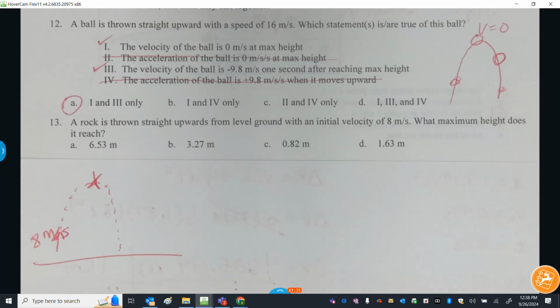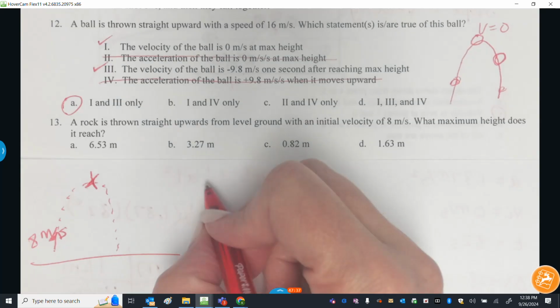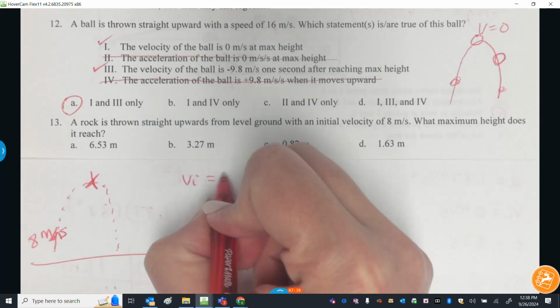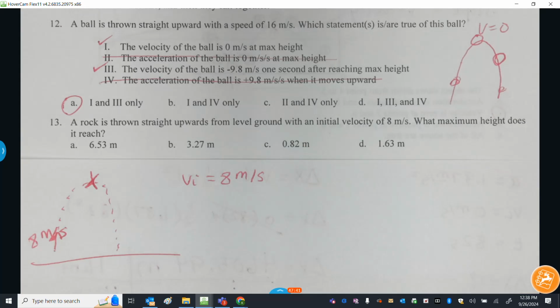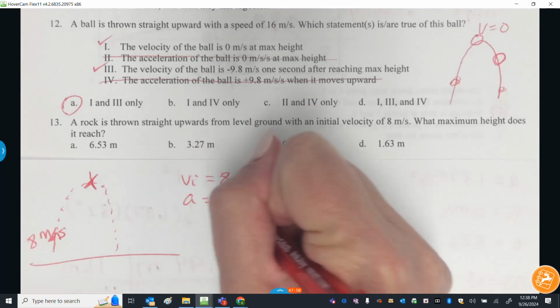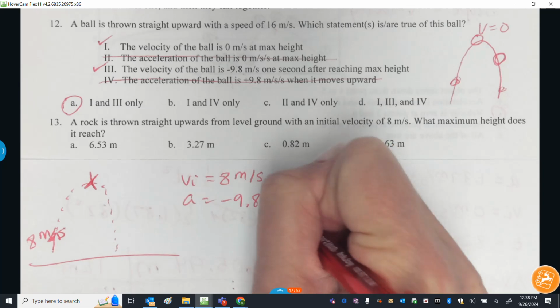So let's label our information that we know. I know the initial velocity is 8 meters per second. That is the only information given to me in this question, but it's not the only thing I know. What else do I know? Acceleration. Perfect. Acceleration, negative 9.8 meters per second squared.